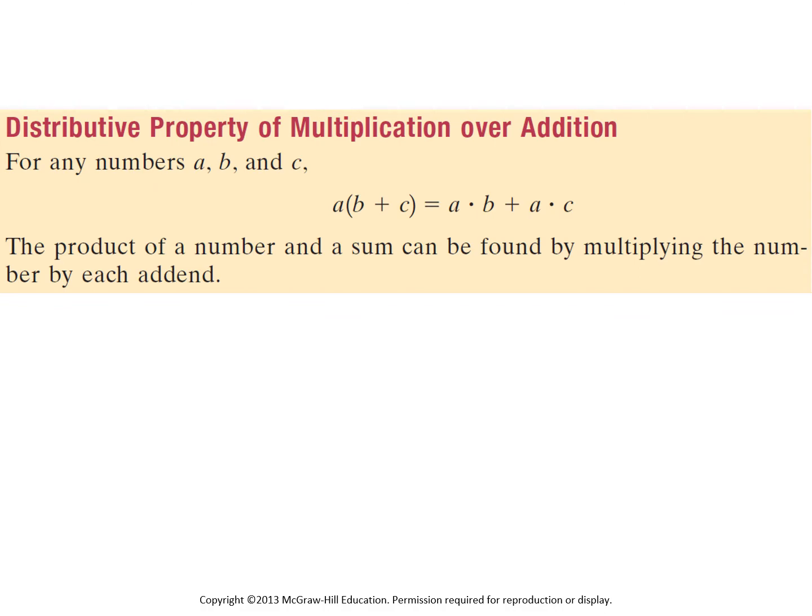The distributive property says that when we take A times the quantity B plus C, we can multiply twice. We can multiply A times B, and then we can multiply A times C, and we can add that together.